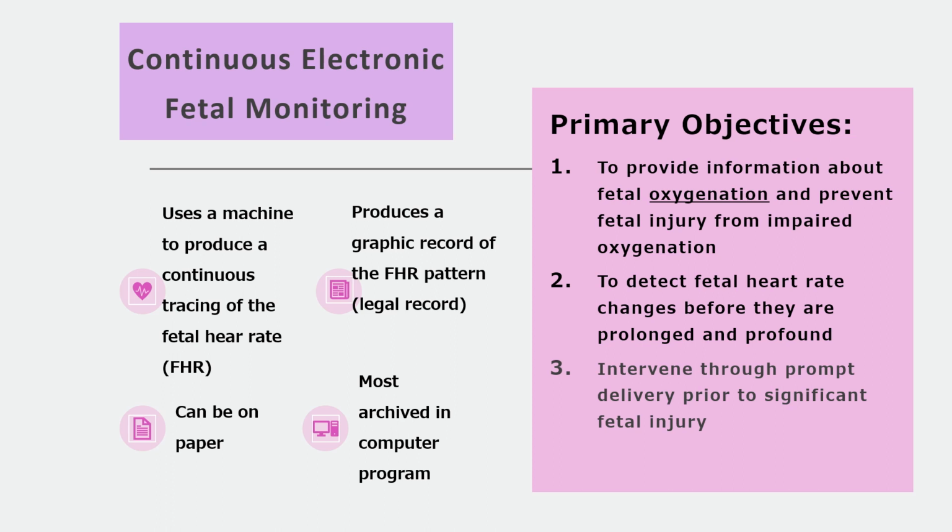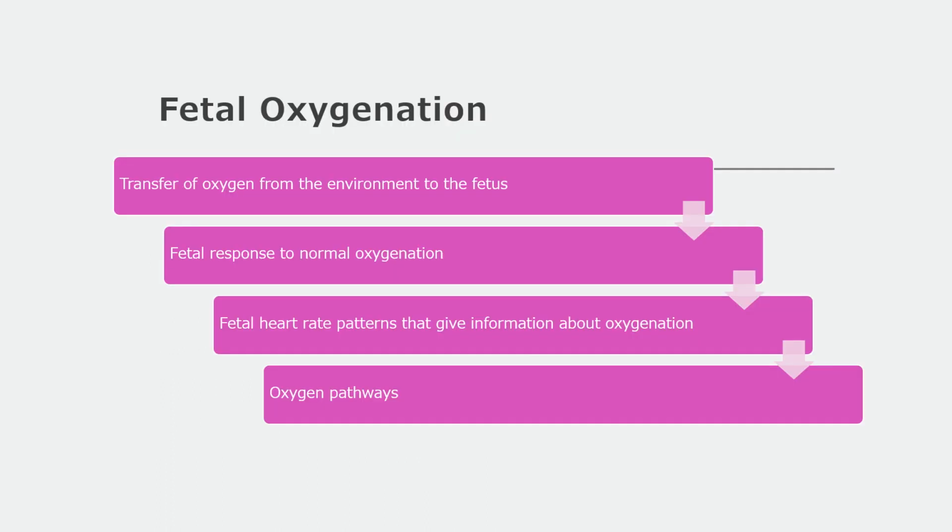Intervene through prompt delivery prior to significant fetal injury. So we have to determine, based on looking at the tracing, how do we know that that is fetal injury, or we're heading in that direction? Okay, keep in mind you have two patients. You have the mom and the fetus. So you have to monitor the conditions of both patients.